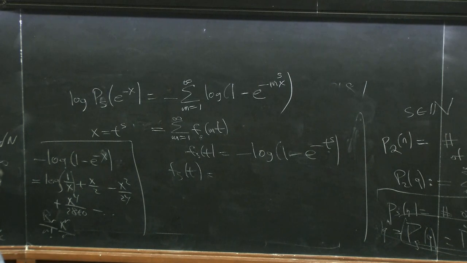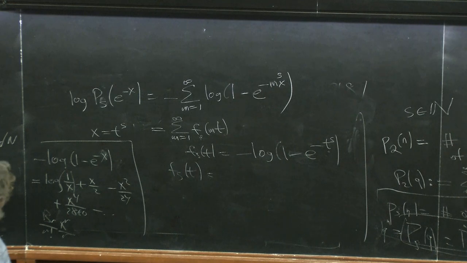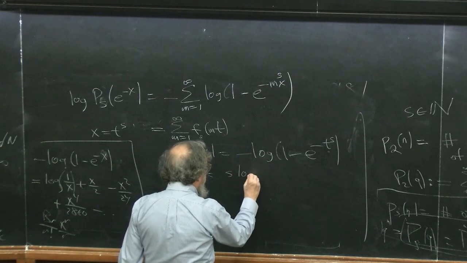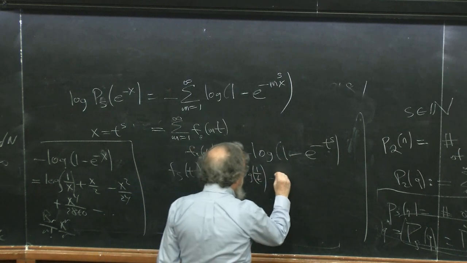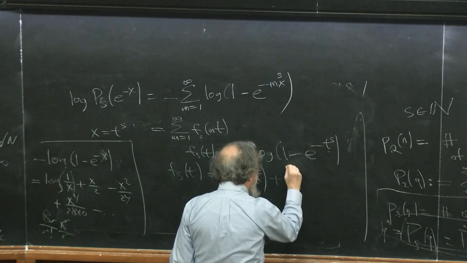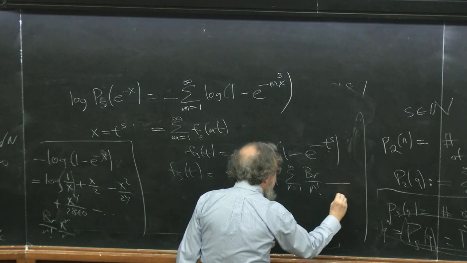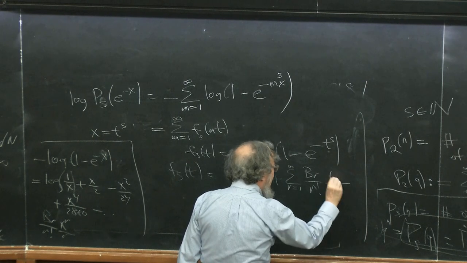So here we'll have, well, the same thing, but it'll therefore be s times the log 1 over t, t to the s, plus the sum r from 1 to infinity, b_r over r factorial times t to the r over r, but it's now t to the sr.